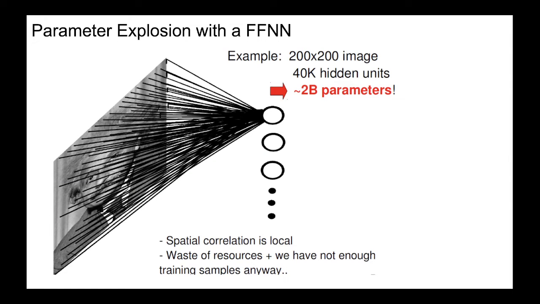For example, if you take a very small image, 200 cross 200 is a super minute image actually, and I have to use one fully connected layer over this entire input, that would be extremely huge. Like if I use 40k hidden units, then there will be around 2 billion parameters which we cannot deal with actually. And that's not the only reason.